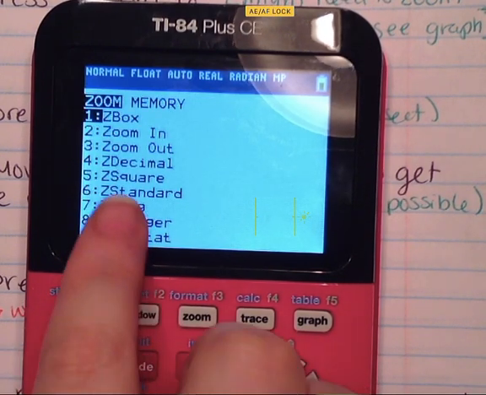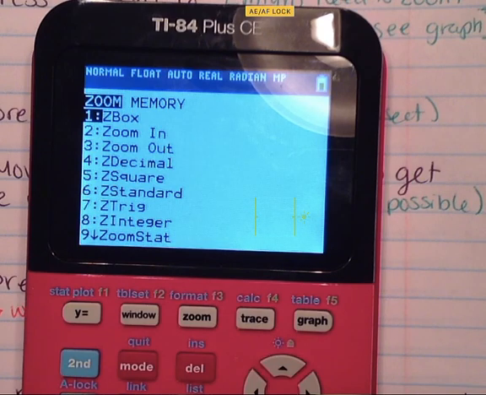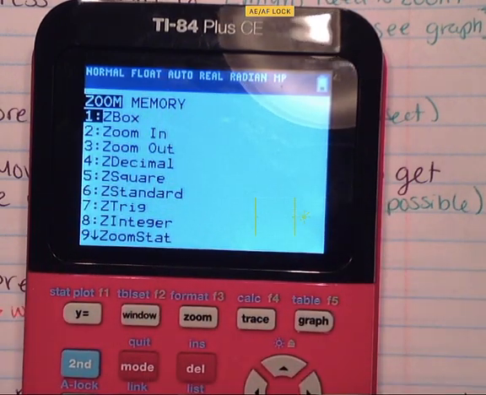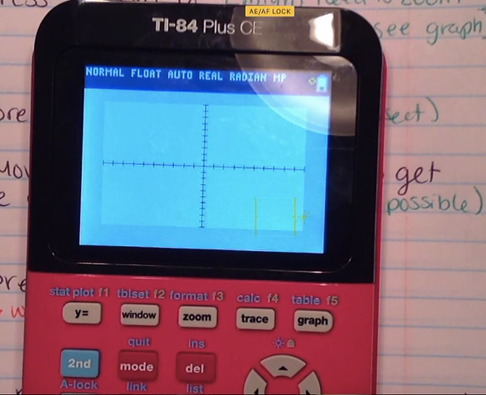Now I'm going to press zoom 6, because 6 says it's Z standard. It's going to go to the left 10, right 10, up 10, and down 10. It'll just be your normal scale. So we have the scale. It's going to graph my parabola. Now as you can see, it crosses the x-axis twice, so I'll have 2 solutions.